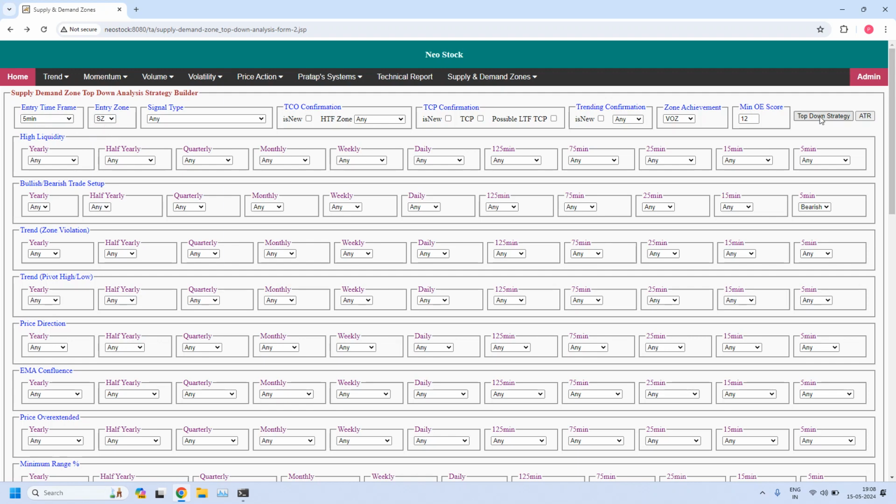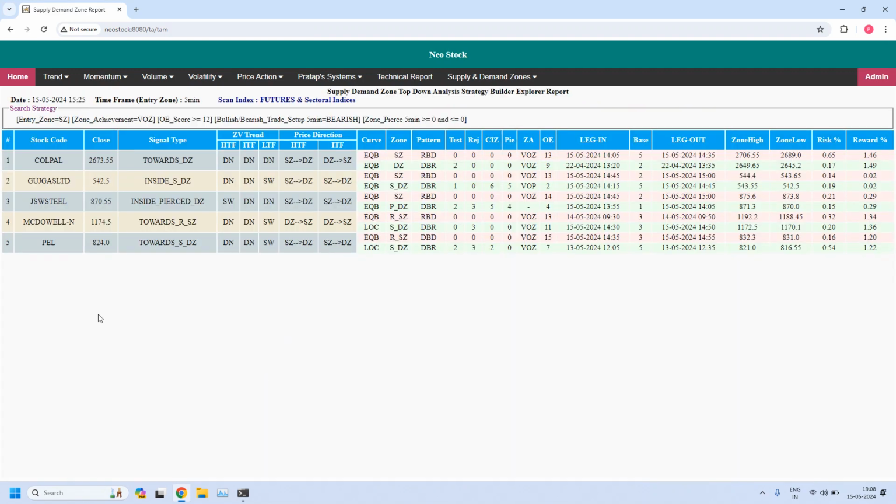So I am generating the report. Now 5 stocks are filtered. They are supporting bearish trade setup for hourly income trade. So these are the stocks that are supporting bullish and bearish trade setup. And in the final report, let us generate the stop buffers based on daily ATR.